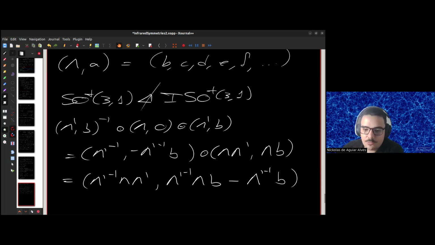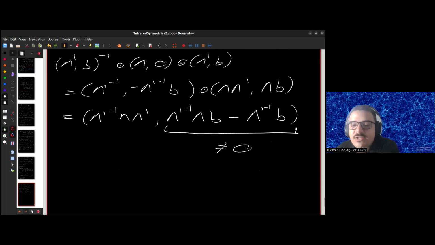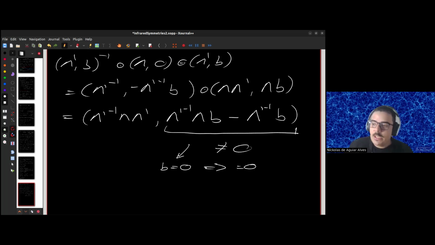So this is the general transformation when you do a conjugation with a Lorentz transformation, and you see that this guy in general is not zero. So in general, when you conjugate a Lorentz transformation by elements of the Poincare group, what you get at the end is not a pure Lorentz transformation. If B is zero, then this guy is zero. And this, of course, makes sense because if B is zero, then what we get is a conjugation by Lorentz transformations, and the Lorentz group is a group. So this should indeed happen.